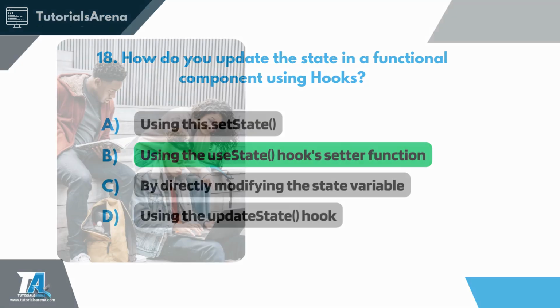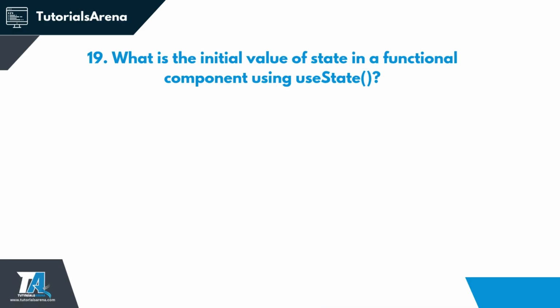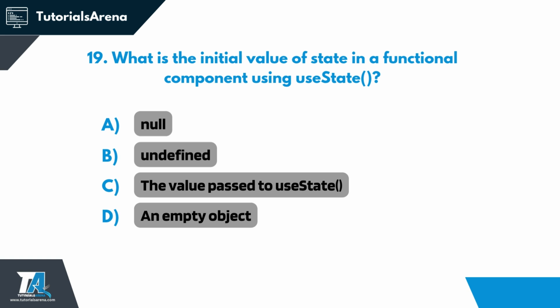Moving on to the next question. Question 19. What is the initial value of state in a functional component using useState? The options are option A, null. Option B, undefined. Option C, the value passed to useState. Option D, an empty object. The correct answer is option C, the value passed to useState.